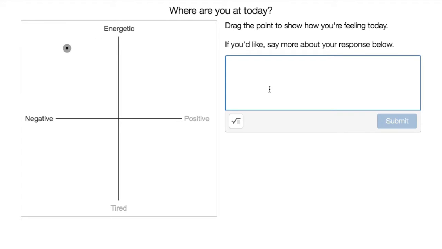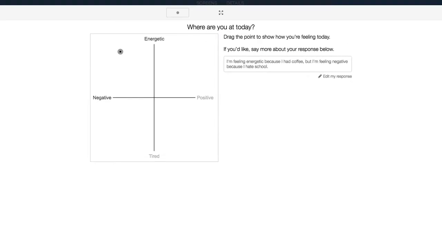And then write something right here saying like, maybe I'm feeling tired because, or I'm feeling energetic because I had a lot of coffee. But I'm feeling negative because I hate school. Something like that. So just write something and hit submit for the first question, and then go over here to the next button and click next.